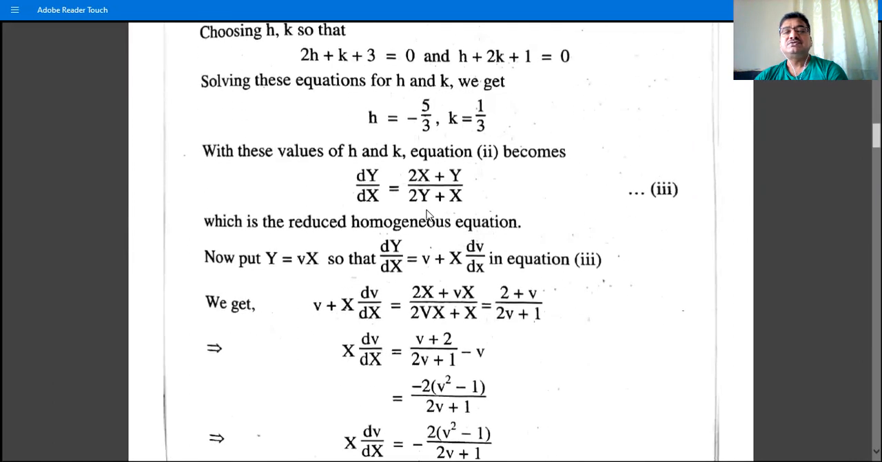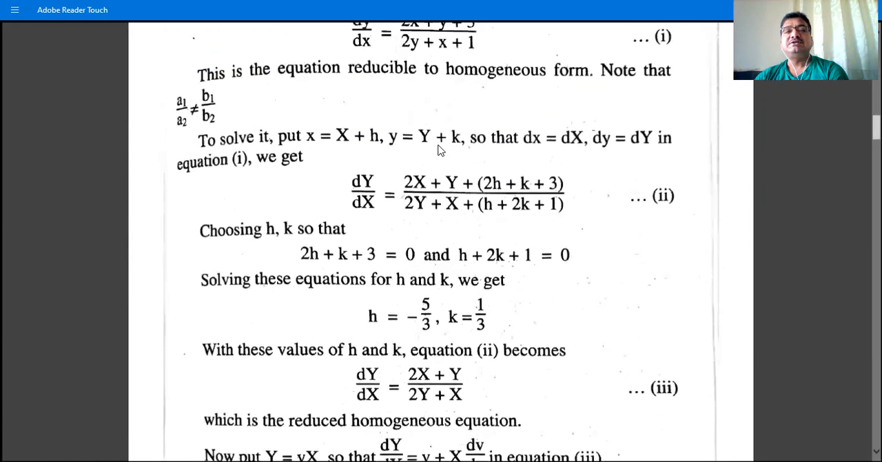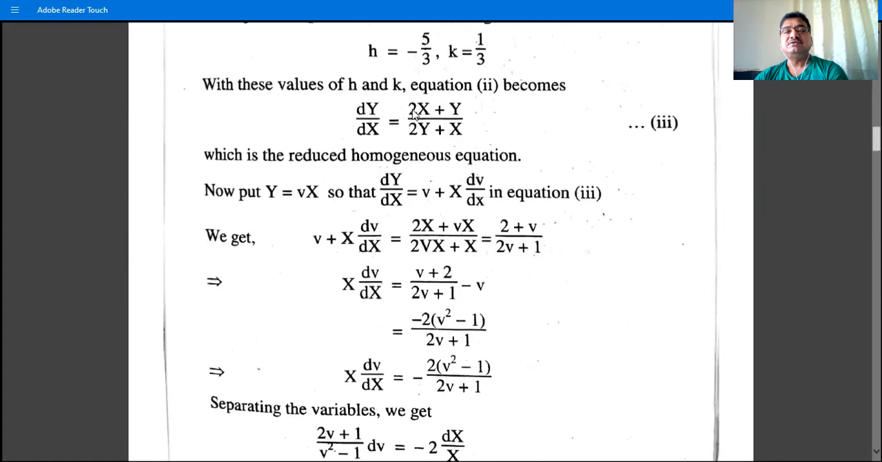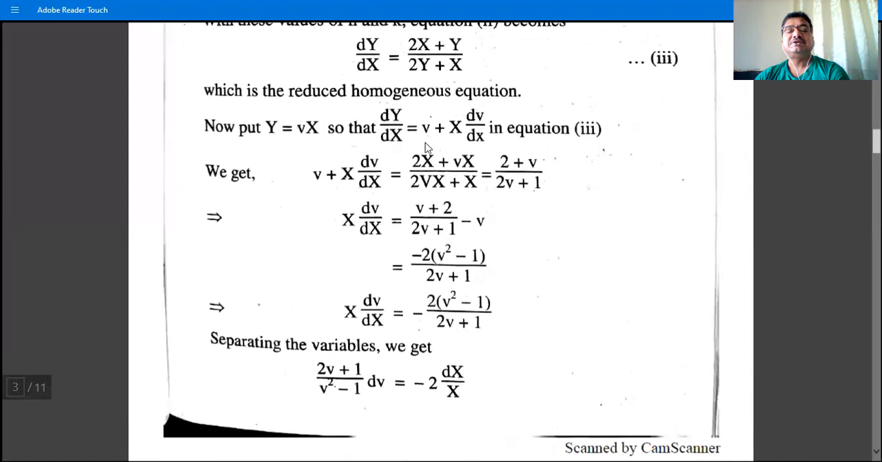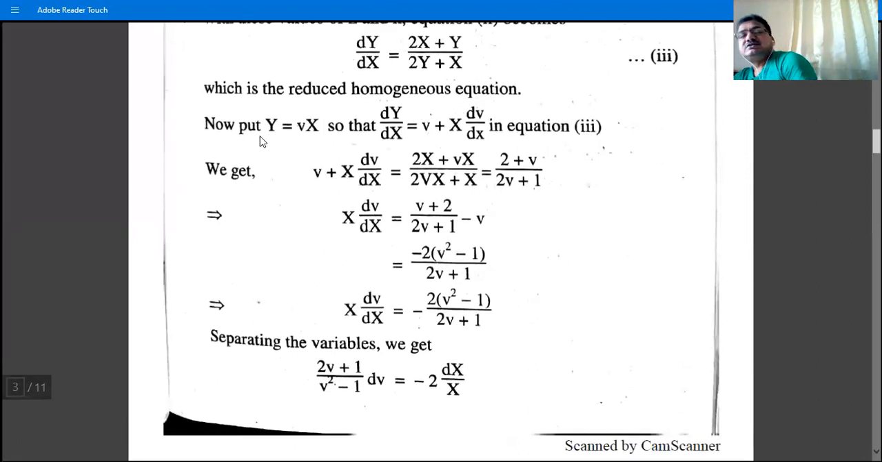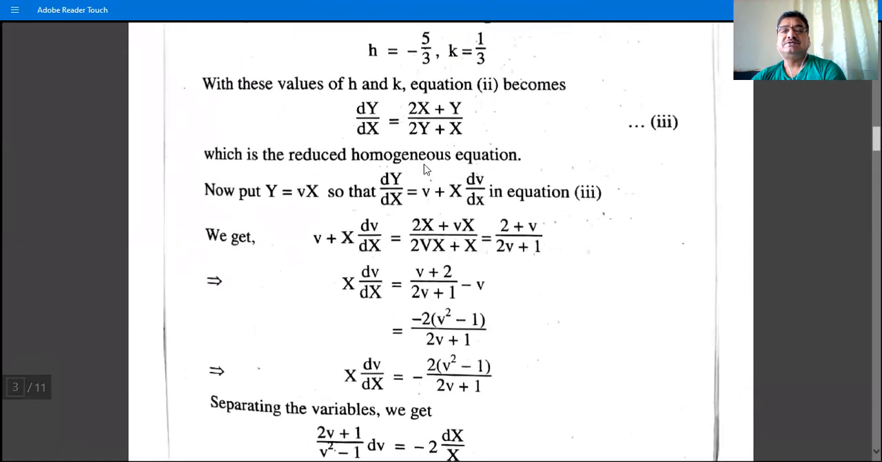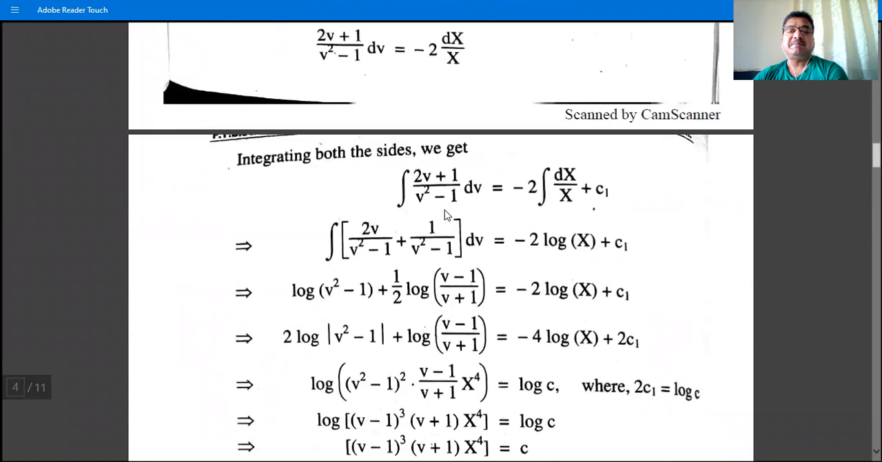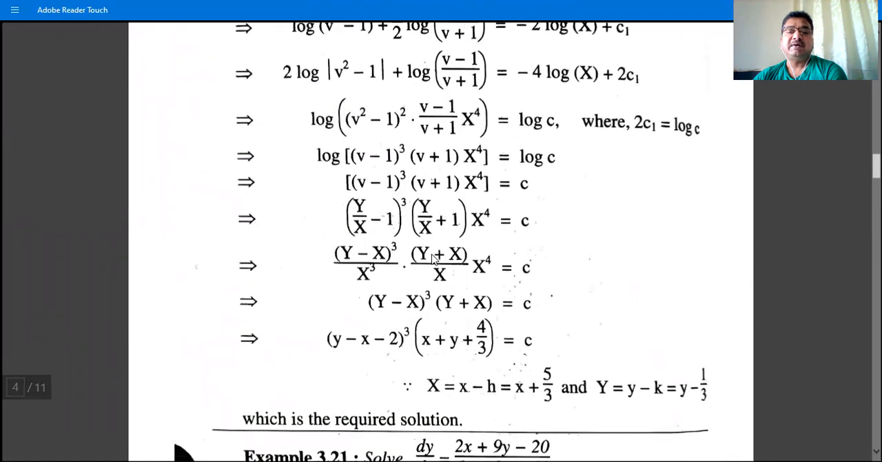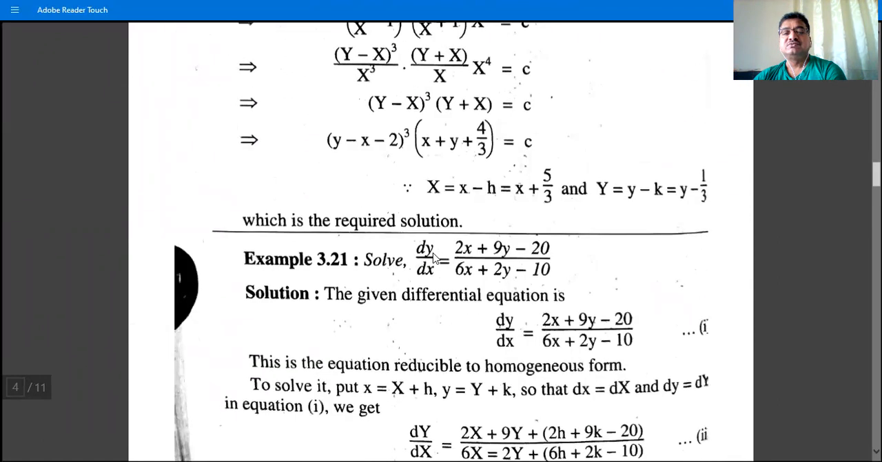So then what happened after this substitution? The example reduced to the homogeneous differential equation. This non-homogeneous differential equation reduced to the homogeneous differential equation. And then we have to solve the homogeneous differential equation by substituting y is equal to vx. After this substitution, the homogeneous differential equation reduced to variable separable form. And then after separating the variables and integrating, we have the solution.